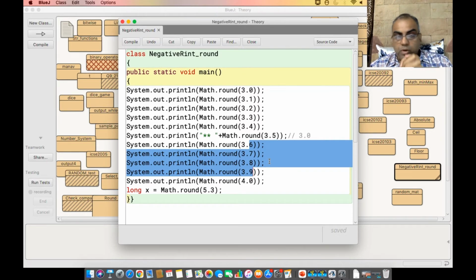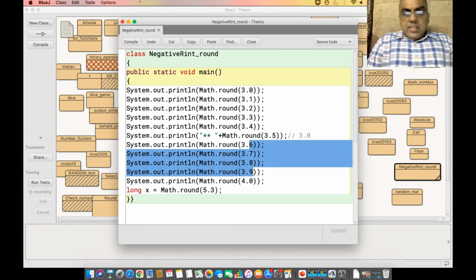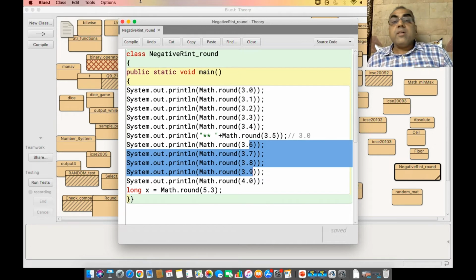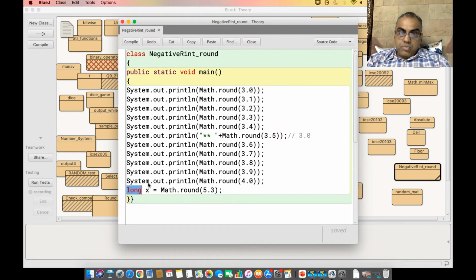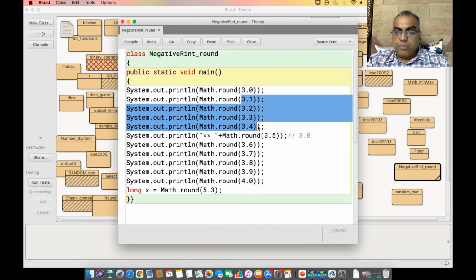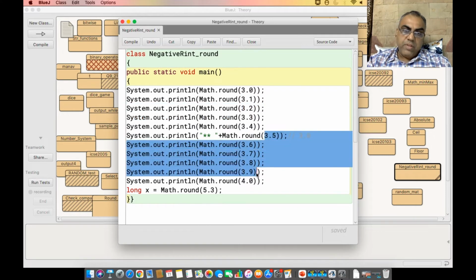But one very important thing, which has a very good chance of coming in the ICSE, is what type of data it returns. It returns an integer, and that too of a long type, not an int type. So it is going to return an integer value but of a long data type. Let us first see the values. All of these are expected to be 3.0. From here everything is expected to be 4.0.